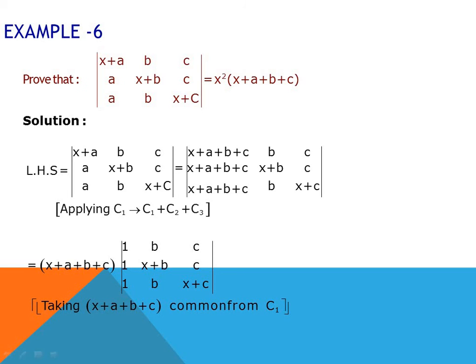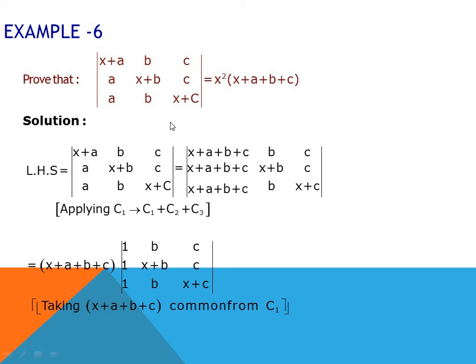Example 6. Prove that the value of this given determinant is equal to x square into (x plus a plus b plus c). Now the golden rule to solve a determinant is to use the operations in such a way that something comes out as a common value from either the column or the row.